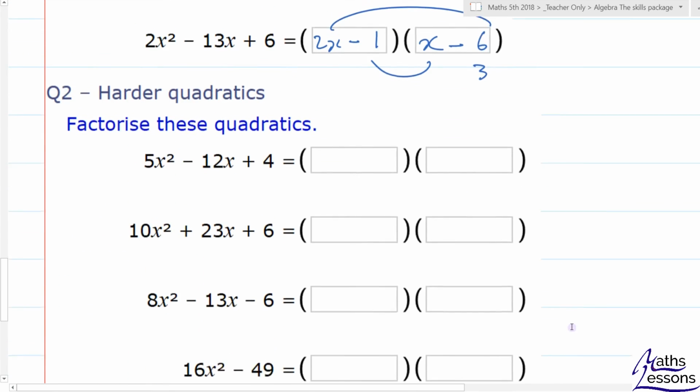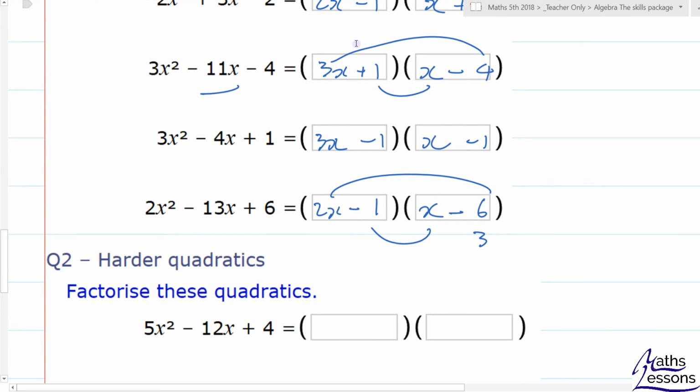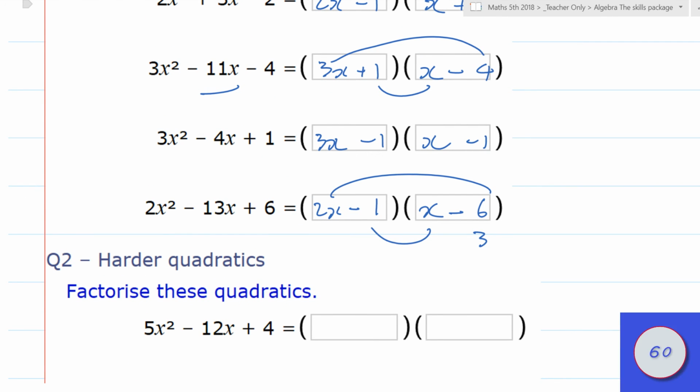Right, some harder ones. Let's just give you a bit of a timer to do this one. I think 60 seconds to do this first one, see how you get on. This will be our last one for today, and I'll leave the other ones for you to finish off.